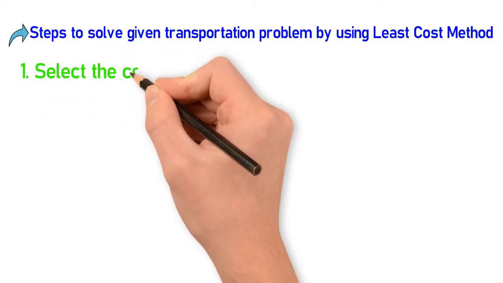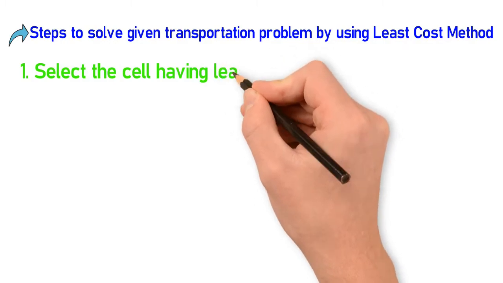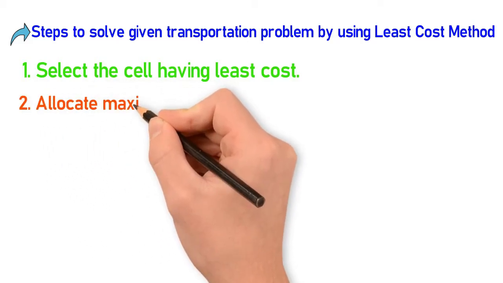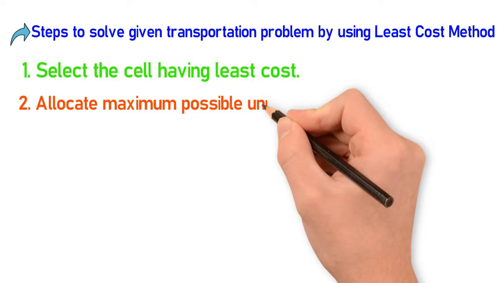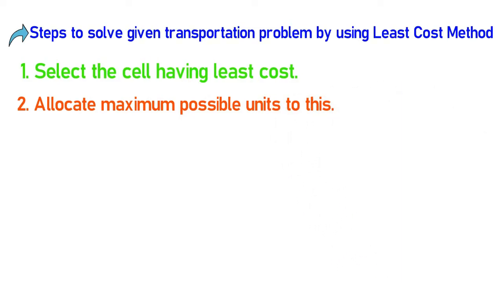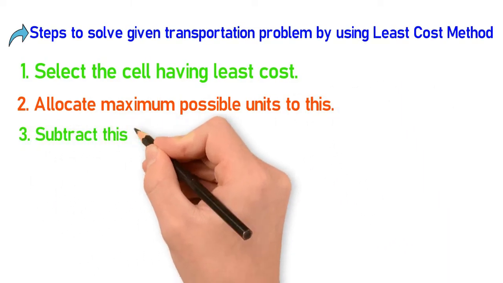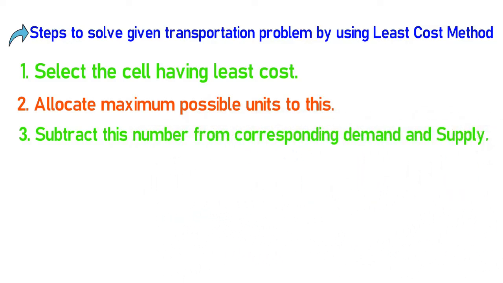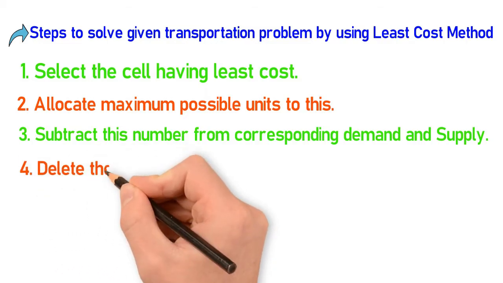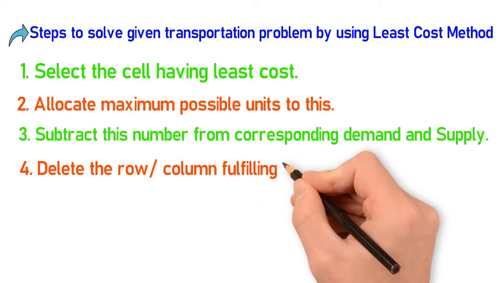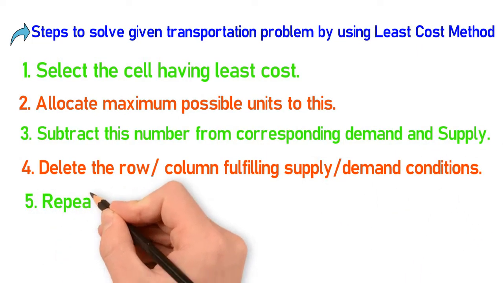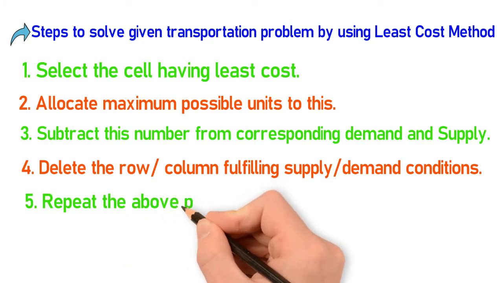The first step is to select the cell having the least cost, that is, the cell having the minimum cost. The second step is to allocate the maximum possible units to the selected cell. The third step is to subtract that selected number from the corresponding supply and demand values. Then we delete the row or column fulfilling the supply-demand conditions. After this we repeat the above procedure.